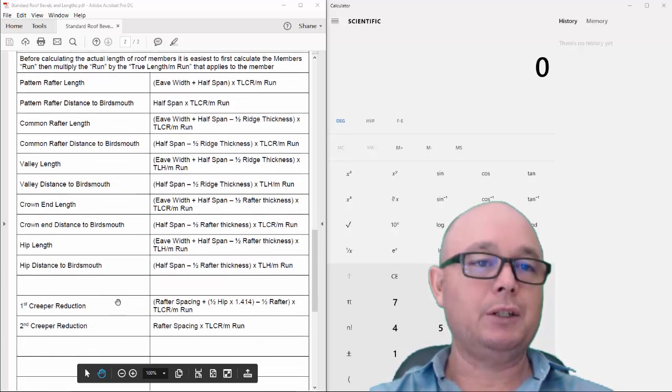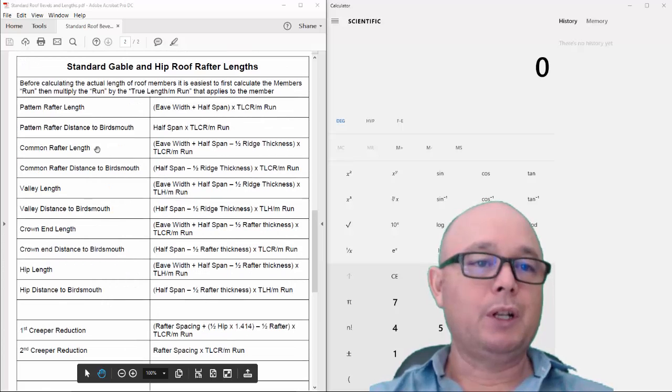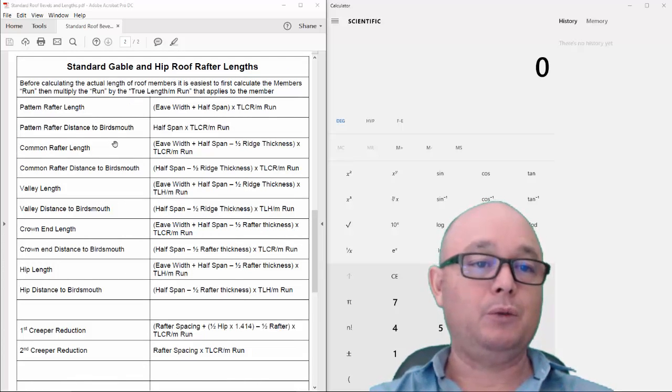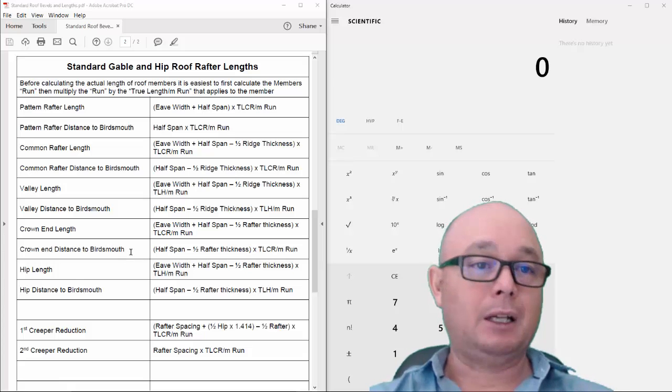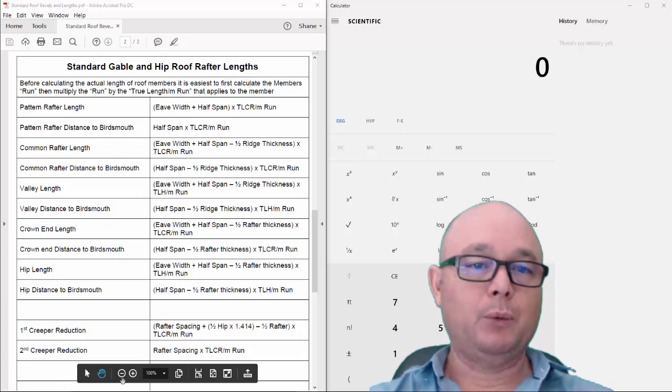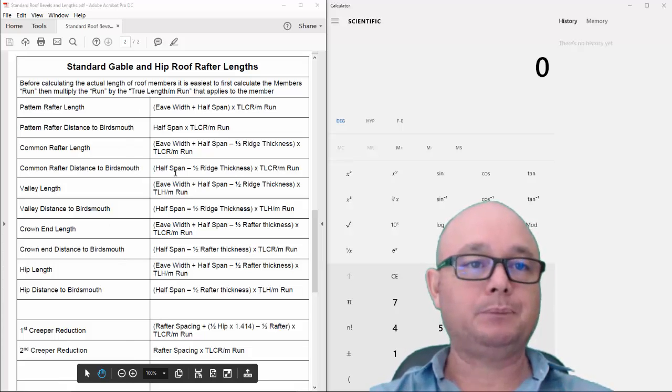second creeper reduction. But it's important to note that if you're using a pattern rafter, you probably won't need to calculate your common rafter length and distance to Birdsmouth, or your crown end rafter length and distance to Birdsmouth, because those will be marked on your pattern rafter, and that will be shown in another video when we go through setting out of pattern rafters. But we'll be working through these calculations today.